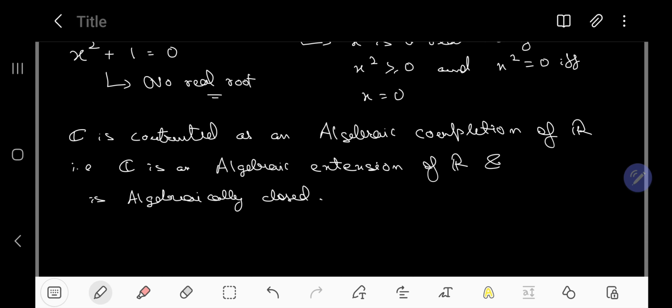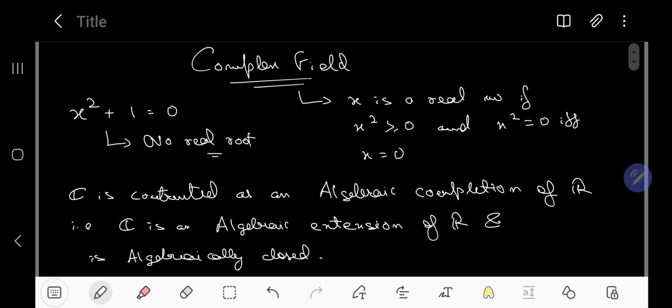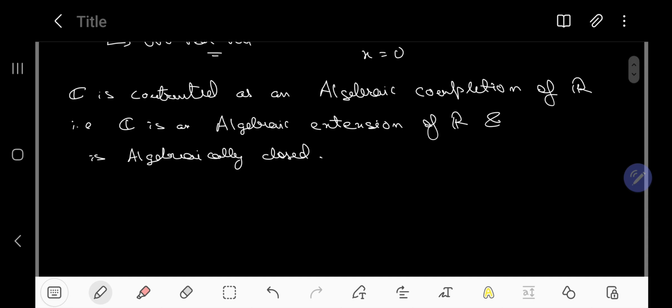So I don't think viewers who do not have knowledge in field theory will understand these terms, so I will just quickly explain them in very simple terms. Algebraic completion means that every polynomial in R will have a root in C. That is the very basic thing we want to say. So it is obvious that x square plus 1 will have a root not in R but in C. Clear? And that is the other way of saying that C is an algebraic extension of R.